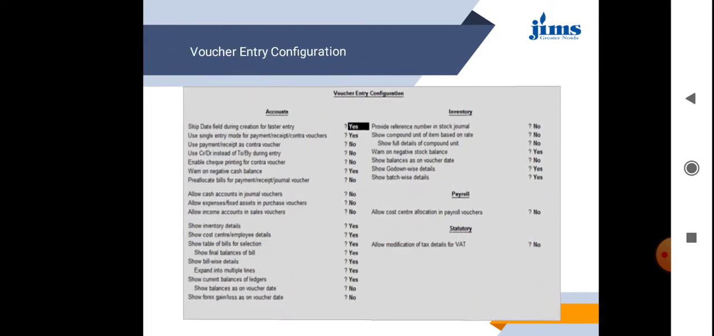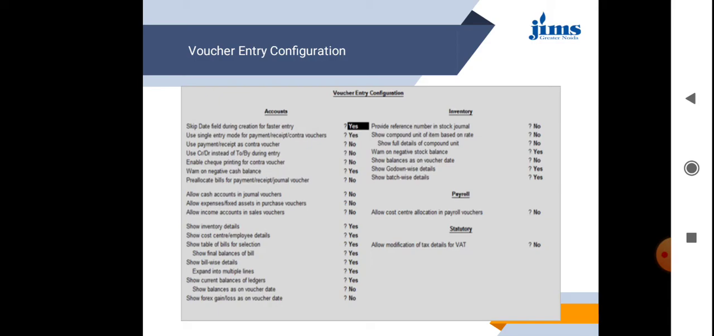Then we have our voucher entry configuration. In voucher entry configuration also we have accounts and inventory. Skip the date field during creation of voucher for faster entry, yes. We generally skip it as yes. Then use single entry mode, we generally choose single entry mode, yes. Use payment or receipt as contra voucher, no. Use credit and debit instead of To and By during entry, it's no. Enable cheque printing for contra vouchers. If you want to print it, you can keep it yes, but generally no.